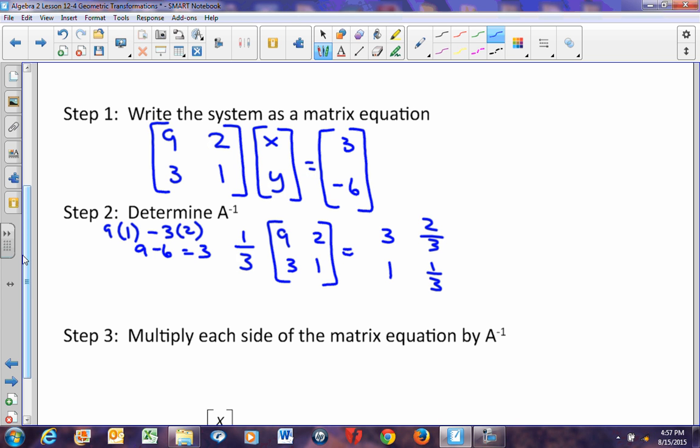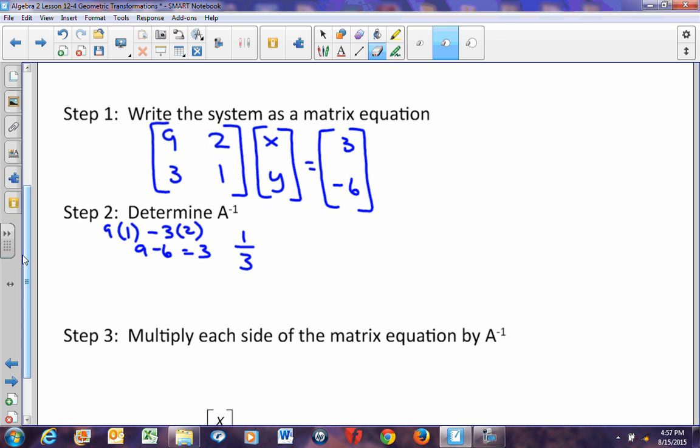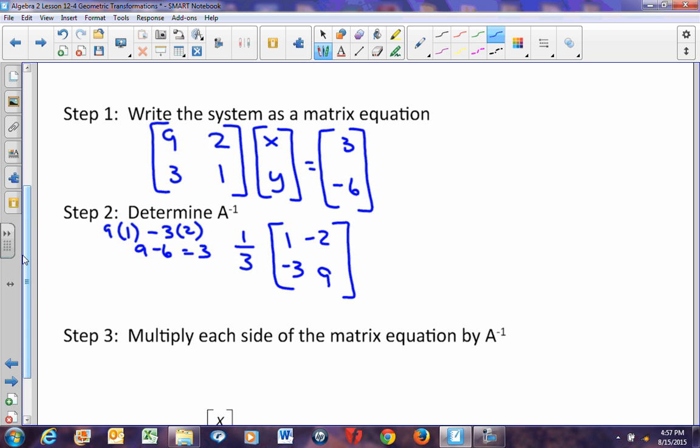Okay. Oops, I messed that up. I forgot to switch the signs in them. Okay, we're going to do that. Back to the front. I've got to do 1/3 times 1, 9. There we go. So it's 1/3, -2/3, -1, and 3. There we go. That's a better inverse. Right there.